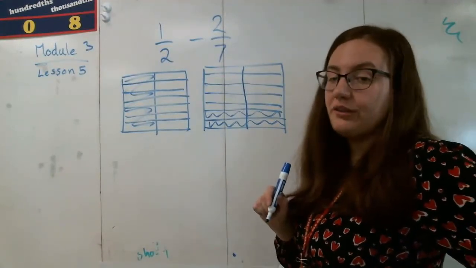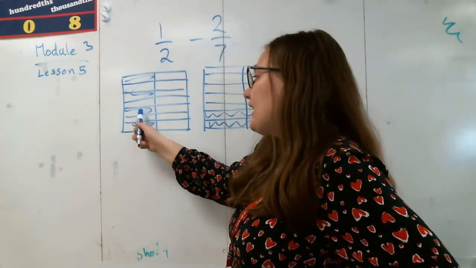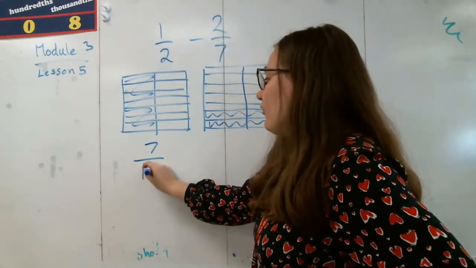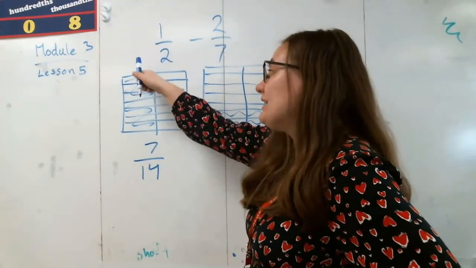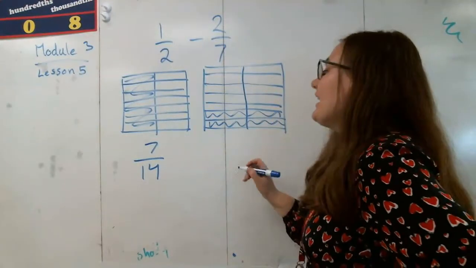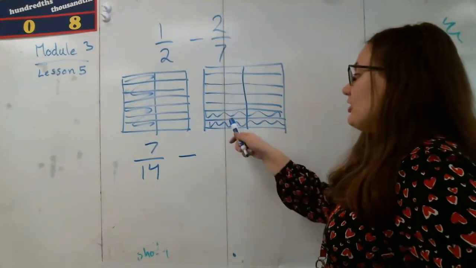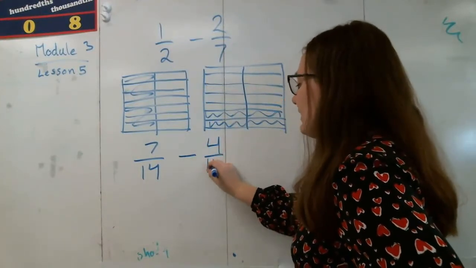I need to find that equivalent fraction. So I count the shaded in parts, 1, 2, 3, 4, 5, 6, 7. And I have 7 out of 14. I know my denominator is 14 because I have 2 going across, 7 going down, and 7 times 2 is 14. Then I am going to be subtracting the equivalent fraction I find over here, which is 1, 2, 3, 4. So 4 parts shaded in out of 14.